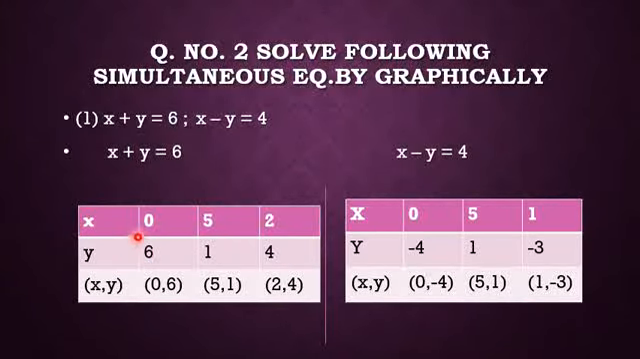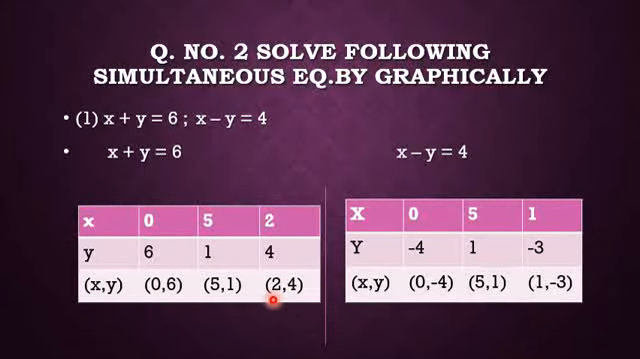So friends, we can put first x is equal to 0, then 0 plus 6, that is 6, then the y coordinate is 6, then 0 comma 6. We can put x is equal to 5, then y is equal to 1, that is 5 plus 1 is 6, then 5 comma 1. We can put x is equal to 2, y is equal to 4, the coordinate of (x, y) is 2 comma 4.